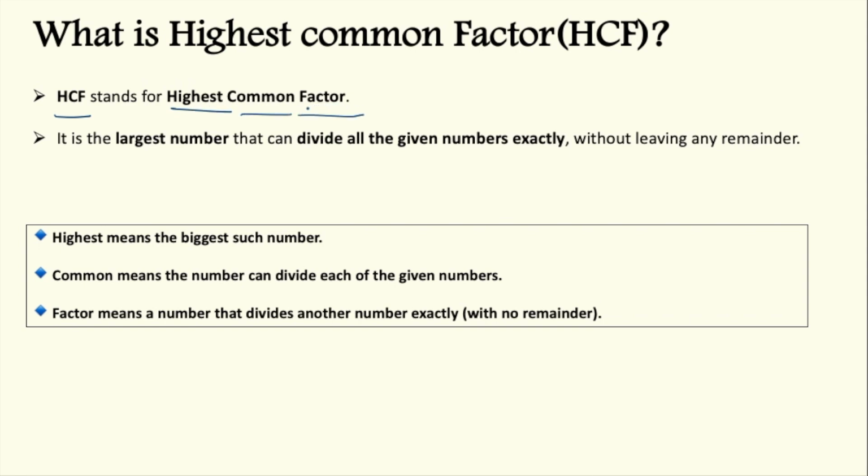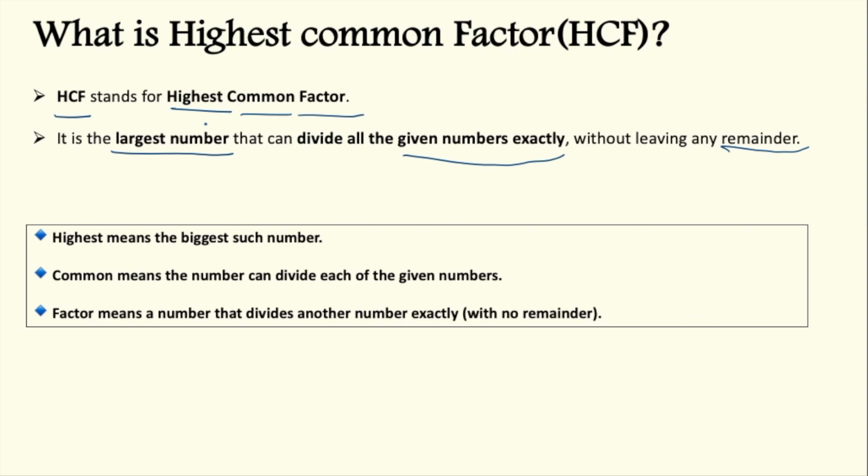Let's say we are given a few numbers. Your task is to find one special number, a number that can divide all those given numbers exactly. That means when you divide, there is no remainder left. A clean, perfect division. Among all such numbers that can do this job, we are interested in the largest number. Yes, the highest such number. And that number is called the HCF.